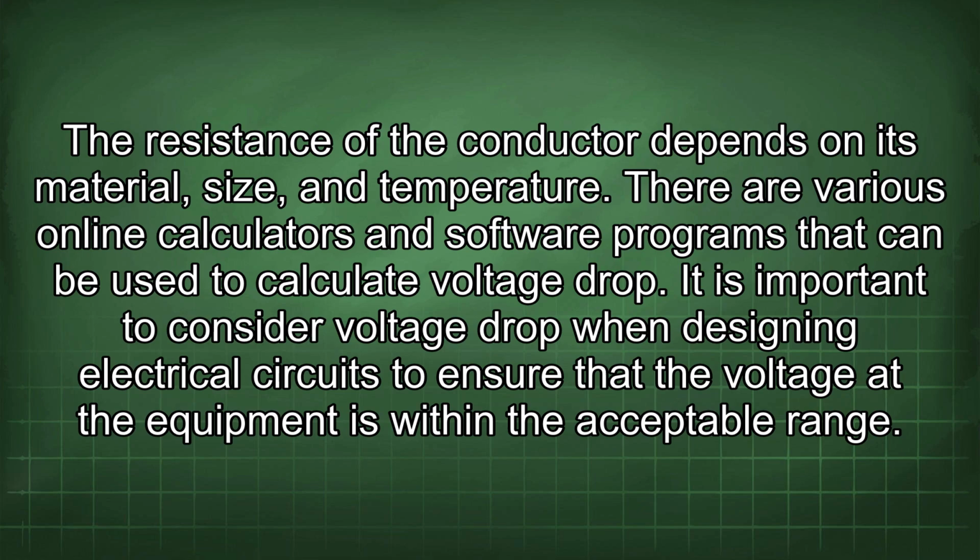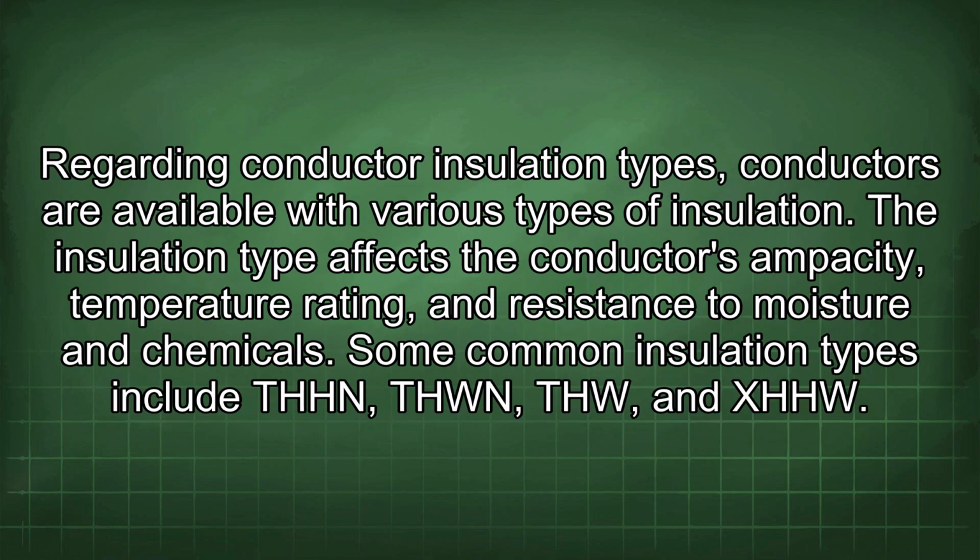Regarding conductor insulation types, conductors are available with various types of insulation. The insulation type affects the conductor's ampacity, temperature rating, and resistance to moisture and chemicals. Some common insulation types include THHN, THWN, THW, and XHHW.